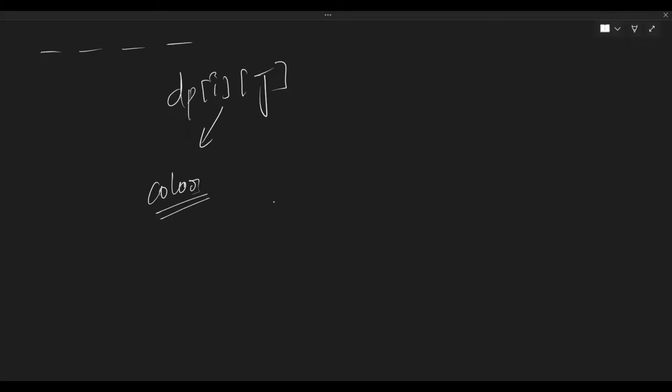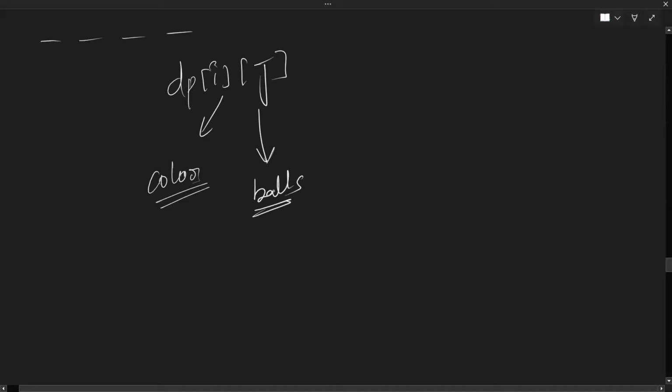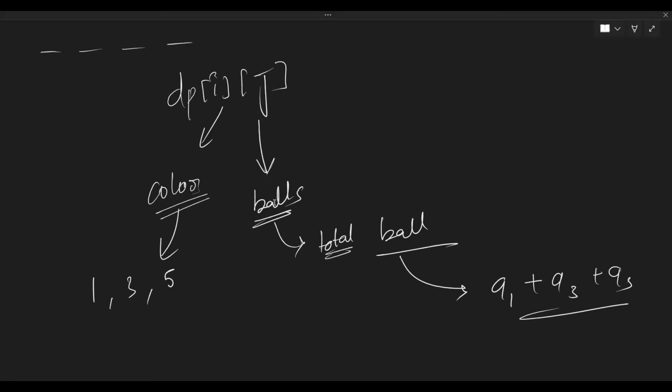And the j is, can someone tell me in this case what should be our j? If i is the color, what should be the second thing? Yes, balls. How many balls have you computed? The total number of balls that you're considering. Let's say you're considering first color, third color, and fifth color. So this should be balls of color one, balls of color three, and balls of color five. Is it making sense? Yes, no.